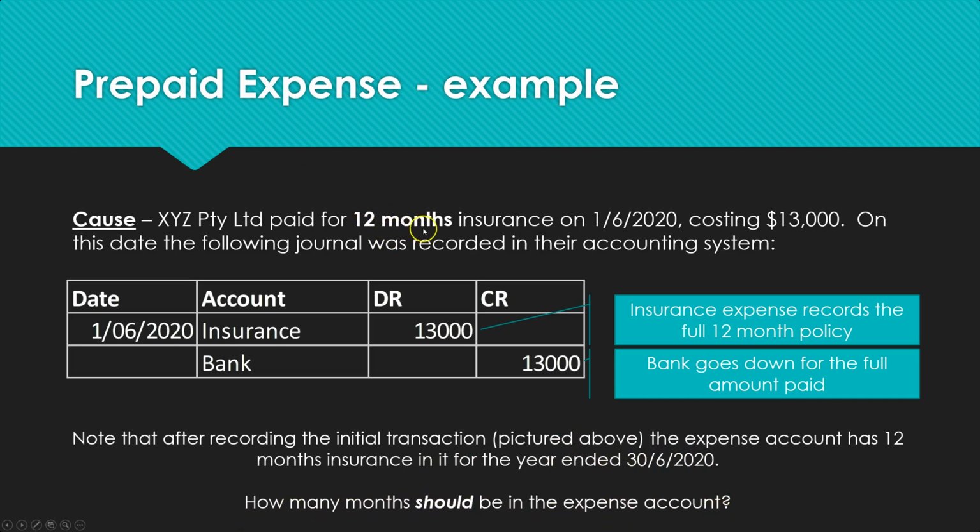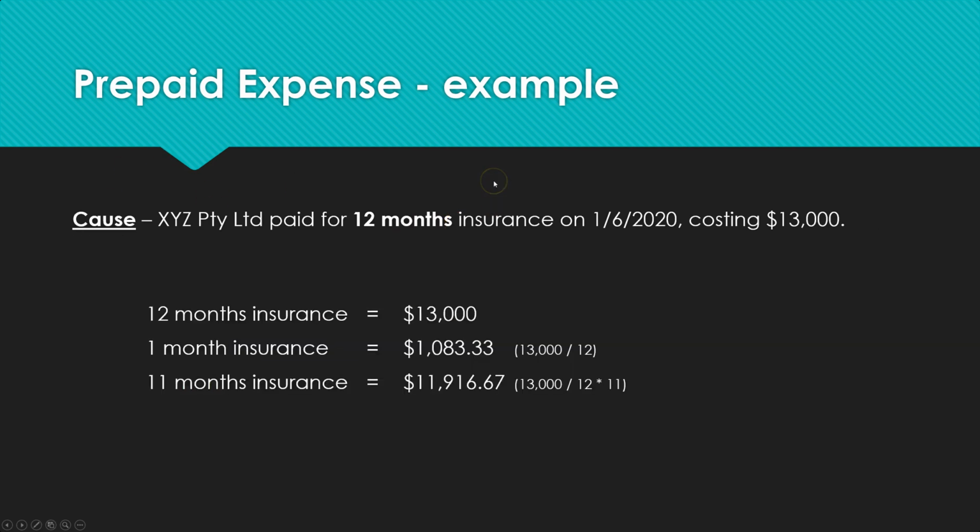So you go back to the question, you'd say, well, if we incurred it on the 1st of June for 12 months, only 1 month of that takes us to the 30th of June. So really, our expense for insurance, the only part that is relevant to the current financial year, is 1 month's worth. So how are we going to fix it? There's our cause. How are we going to fix it?